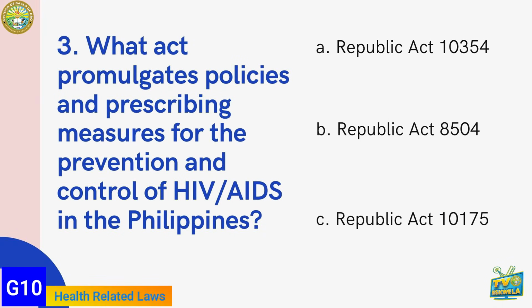Number 3. What act promulgates policies in prescribing measures for the prevention and control of HIV/AIDS in the Philippines? Letter A. Republic Act 10354. Letter B. Republic Act 8504. Letter C. Republic Act 10175. The correct answer is letter B. Republic Act 8504.